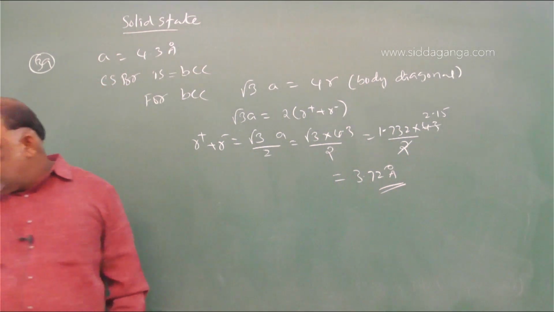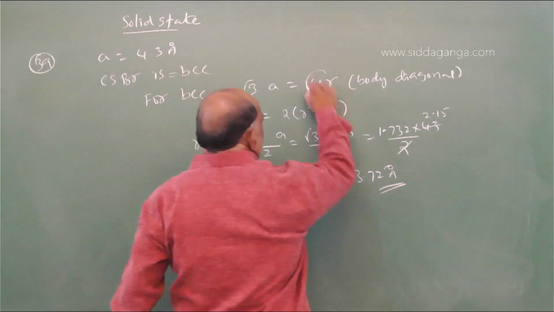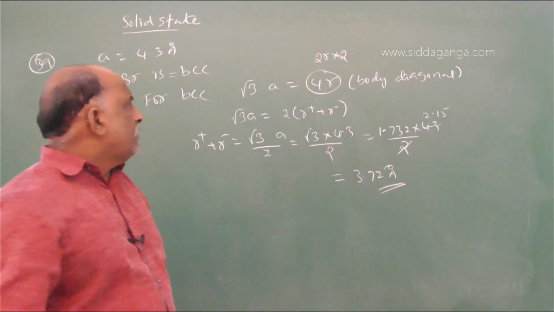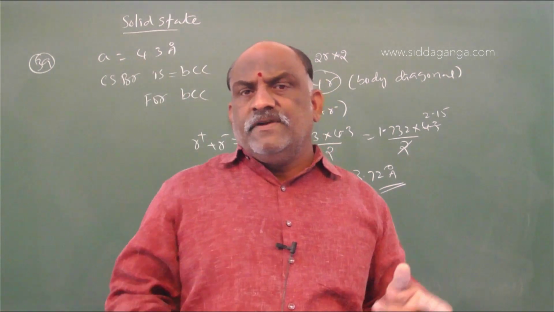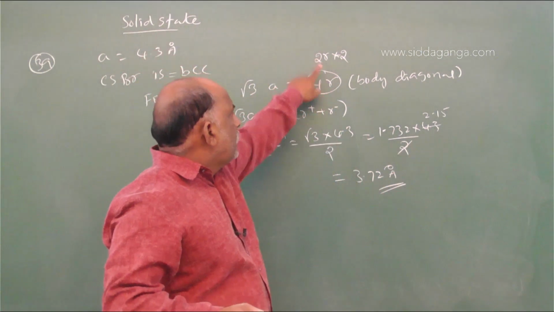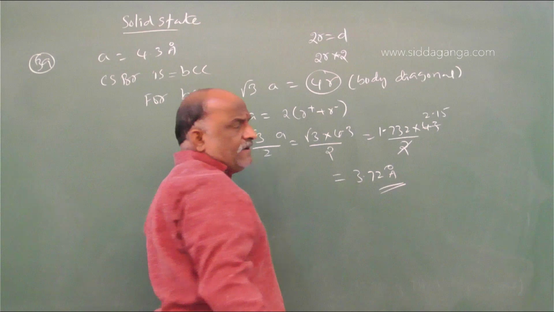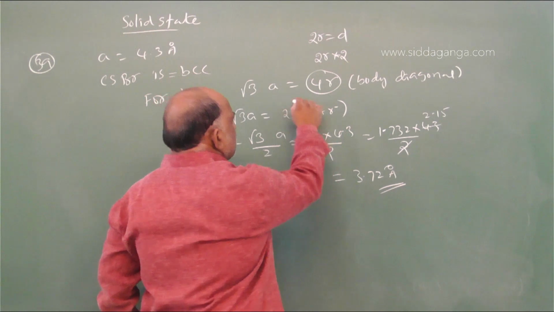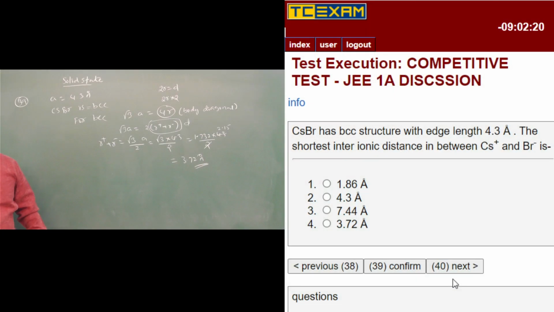Next, how do we get it? 4r can be written as 2r into r. What is 2r? 2r is equal to d. What is d? Not density; d is the gap between r plus plus r minus, the distance between cation and anion. So the answer is 3.72 angstroms for question 39.